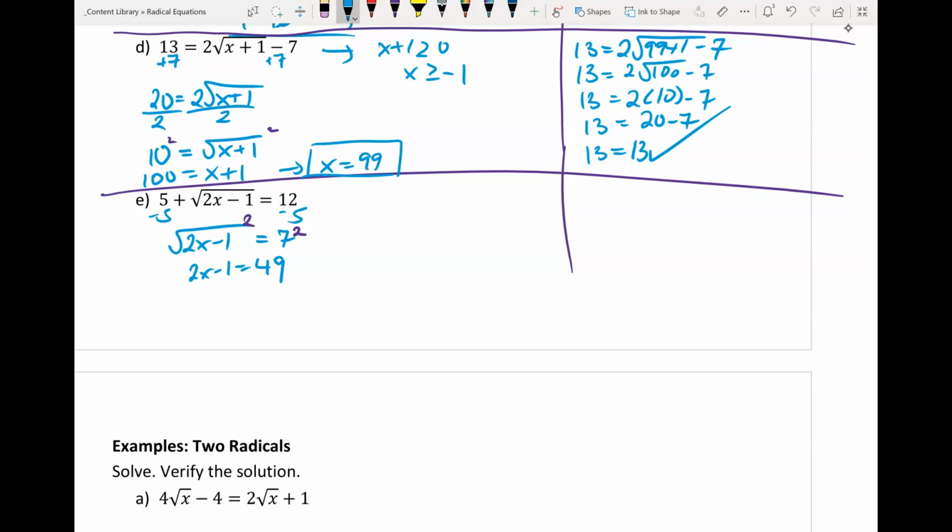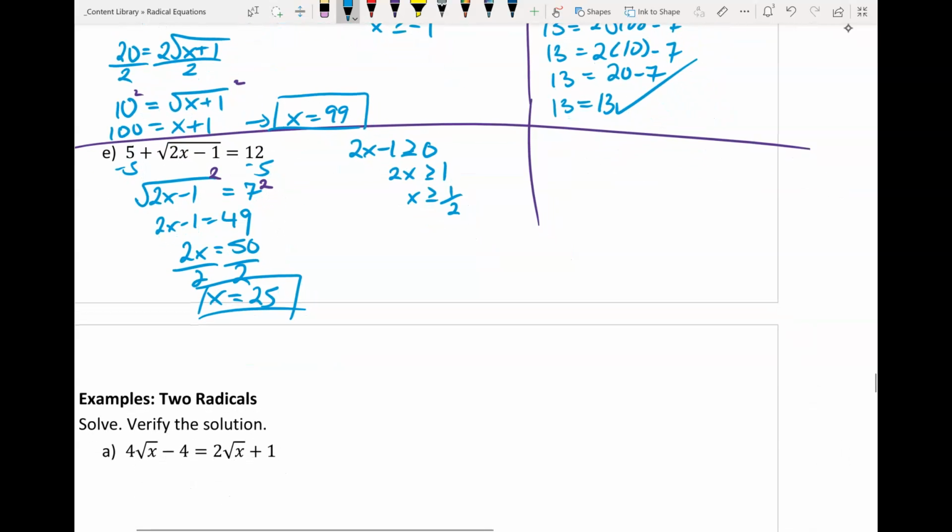Trying to isolate my x here, so I'm going to move the 1 to the other side. I'm going to add 1 on both sides. So 49 plus 1 is 50. Then dividing both sides by 2. 50 divided by 2 is 25, and that would be our answer. Now to state our restriction, 2x minus 1 has to be greater or equal to 0 because we can't have a negative inside of our square root. So I'm going to rearrange this so we can get x by itself. So I'm going to add 1 on both sides and then divide both sides by 2. x has to be greater or equal to a half.